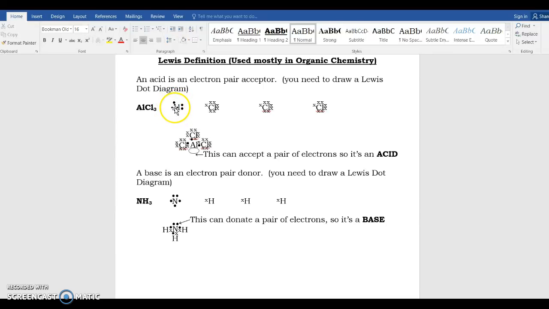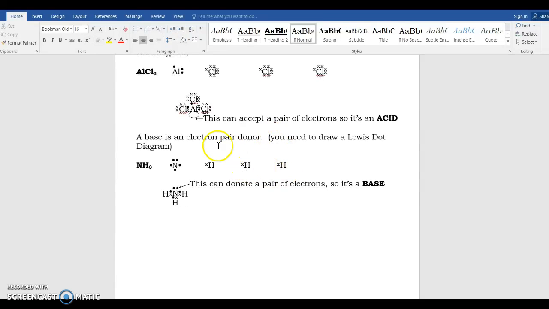Aluminum resides in column 3, and that's why it has those 3 valence electrons. And then chlorine is in the halogens, or 7, and so it will have 7 valence electrons. And then you draw this diagram as it's bonding, showing this space here that can be an electron pair acceptor.